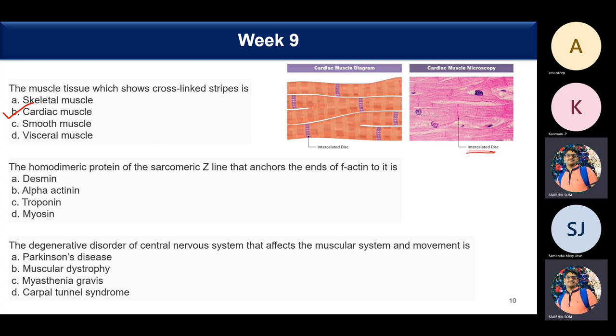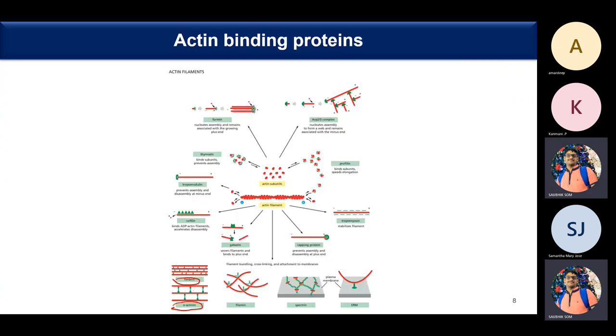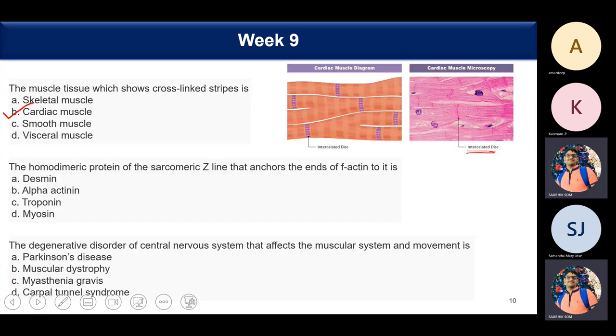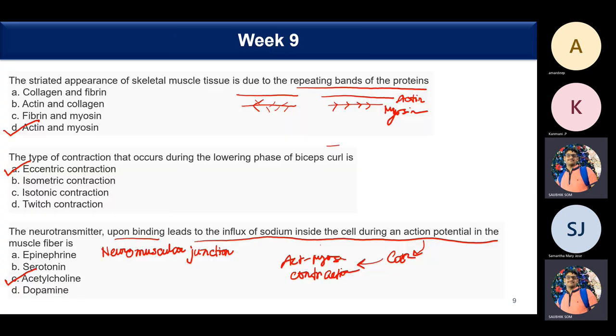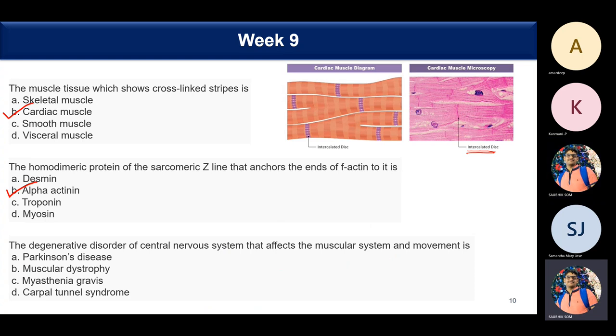The homodimeric protein of the sarcomeric Z line that anchors the ends of the F-actin. If you remember, these are the actin filaments, correct? F-actin is nothing but filamentous actin. So these filaments are connecting to each other. Let's see which option is given here: desmin, alpha-actinin, troponin, and myosin. Troponin binds to myosin, so that doesn't work. Myosin and actin don't anchor, correct? And what does desmin do? Desmin is not shown here. There are hundreds of these types of proteins. So the correct answer will be alpha-actinin.